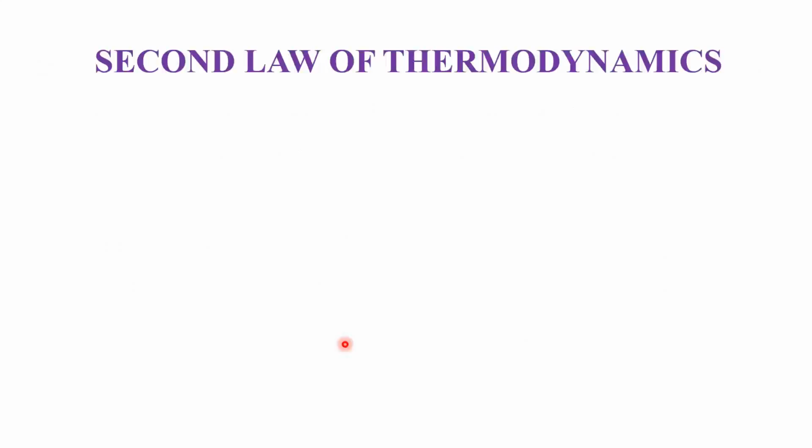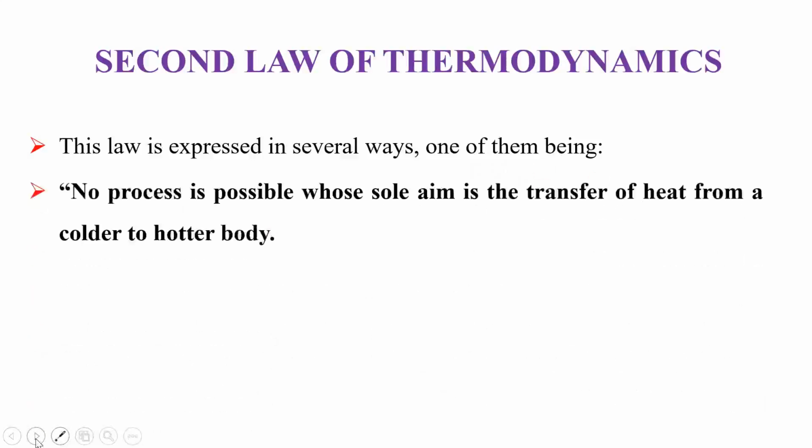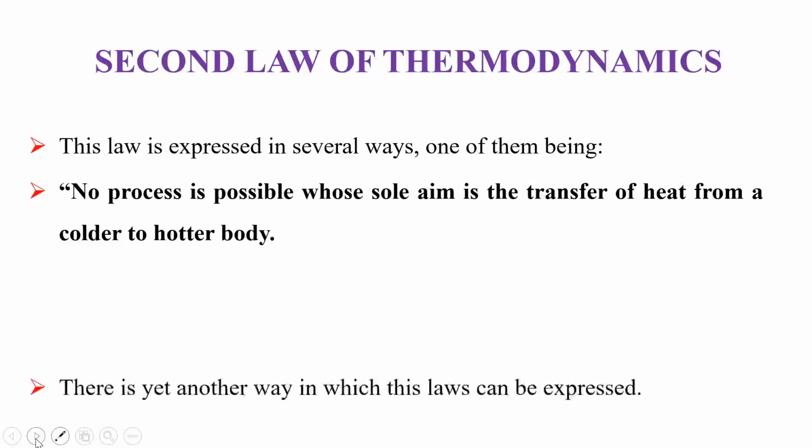Now we discuss the second law of thermodynamics. This law can be expressed in several ways, one of them being: no process is possible whose sole aim is the transfer of heat from a colder to a hotter body. That means heat transfer from a cold body to a hot body alone is not possible. This is known as the second law of thermodynamics.